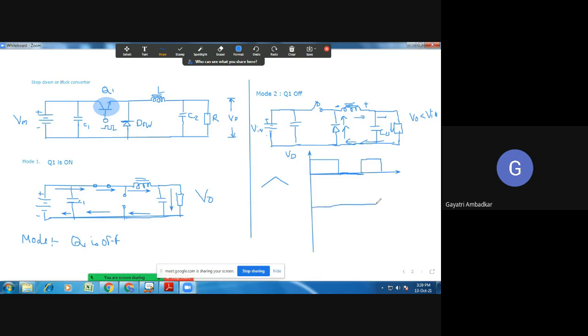If I want to observe the load current during this time, you will find that the load current is increasing till the switch is on. Load current is increasing, but when the switch becomes off, the load current starts decreasing until the capacitor is discharged. It will keep on decreasing here. Again, when the transistor becomes on, the load current will start increasing. This is how your load current IL will look.